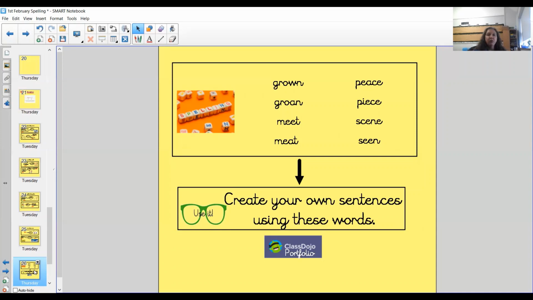So we've got grown, groan, piece, peace, meet, meat, seen and scene. Obviously you can use your resources that you created yesterday to help you with the meanings, the definitions of those, to write your sentences. So what I'm going to do now is take you to my camera, so hopefully I can share. I'm going to model it.